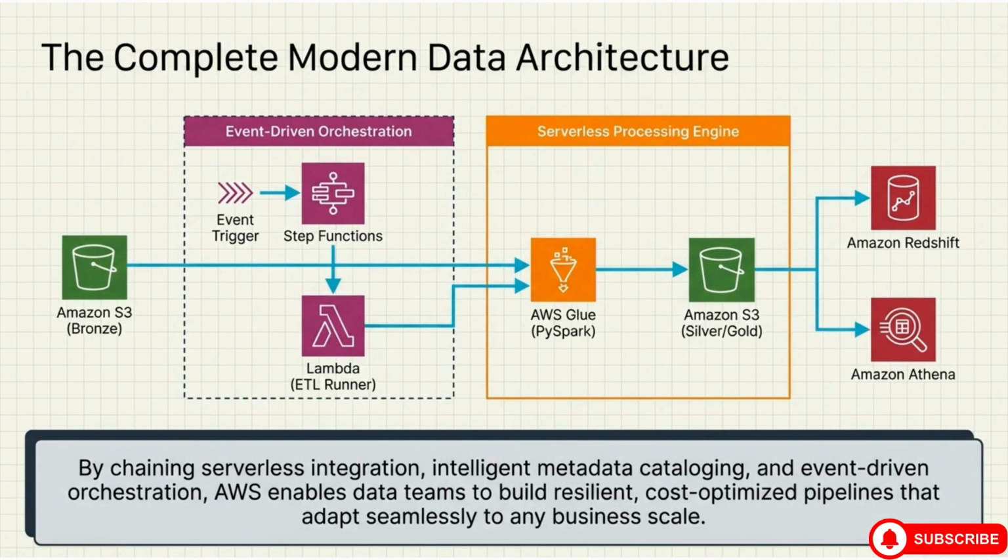This completes the modern AWS serverless data architecture blueprint. By combining event-driven orchestration, serverless processing, scalable storage, metadata cataloging, and cloud-native analytics, AWS enables organizations to build resilient and highly scalable data platforms. These architectures reduce operational overhead, improve agility, and support real-time analytics at enterprise scale.